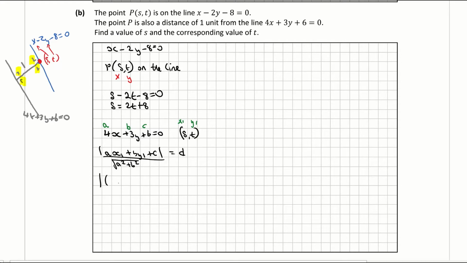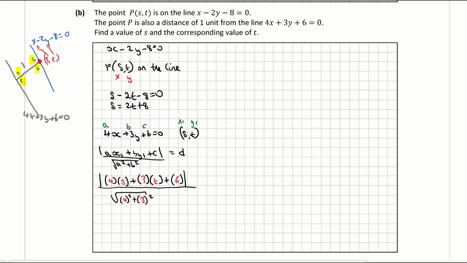So it's going to give me, so let's just draw our brackets here. It's always good to use brackets, particularly when there's negative signs, but I think we're okay in this case, but let's do it anyway. All over the square root of a squared plus b squared. So filling it in, my a is 4, my x1 is s, my b is 3, and my y1 is t. And then I'm going to go plus my c, which is 6, all over 4 squared plus 3 squared.